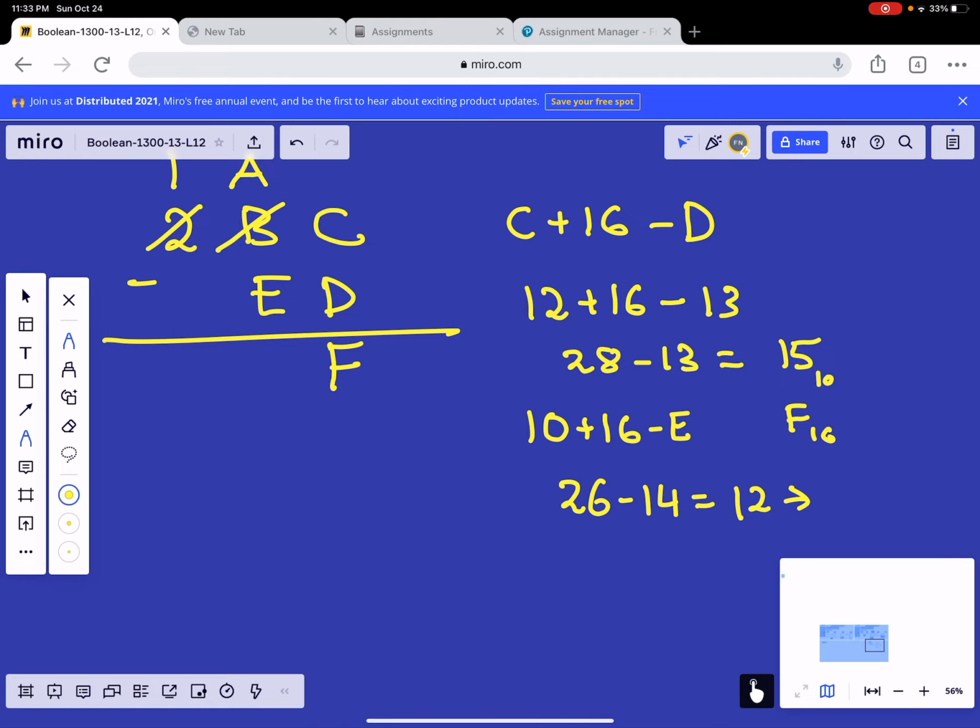12. A is 10, B is 11, C is 12. So write out C. And write down C. And then 1, bring it down. So the answer is 1CF.